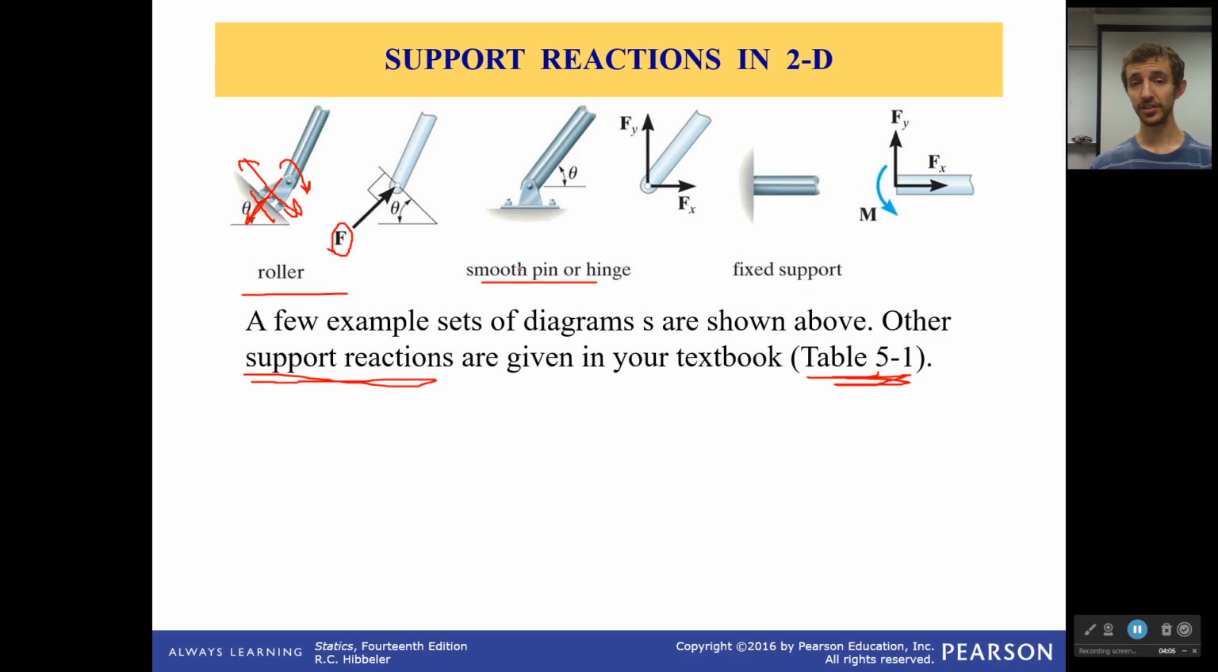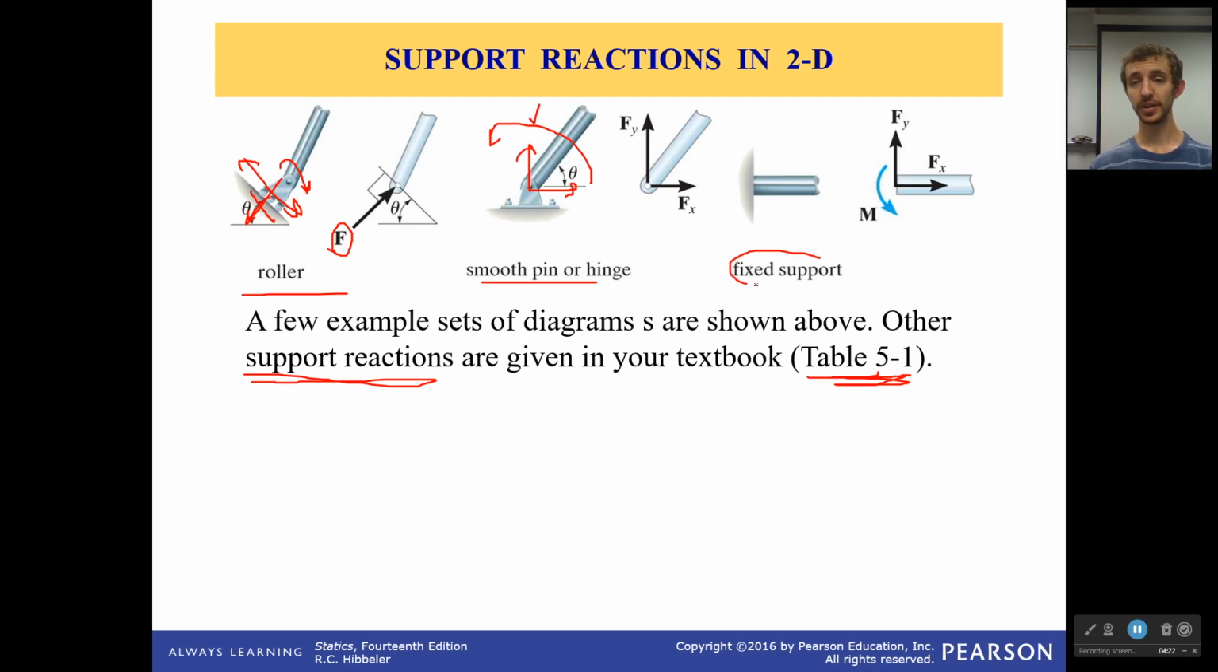The second one is a smooth pin or hinge. A smooth pin or hinge will have a reaction force in the Y direction and the X direction because it does not allow that pin to move anywhere. It can still rotate freely, that's okay, but it cannot move in the X or the Y direction.